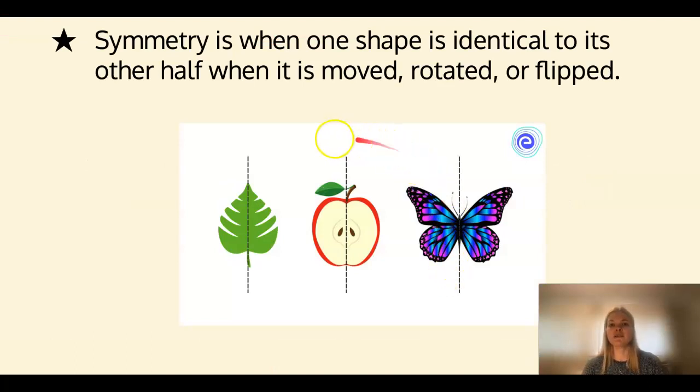All right, symmetry is when one shape is identical to its other half when it is either moved, rotated, or flipped. So we can see in this leaf that it is symmetrical because this side is the same as this side. Same with the apple and the butterfly. Now, if we were to rotate these or even flip them, they would still be symmetrical.